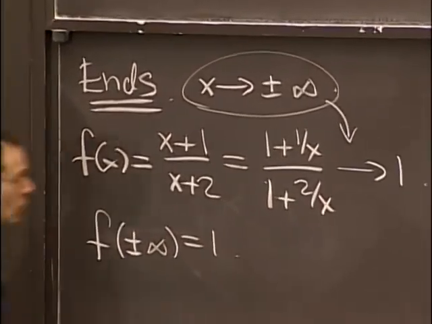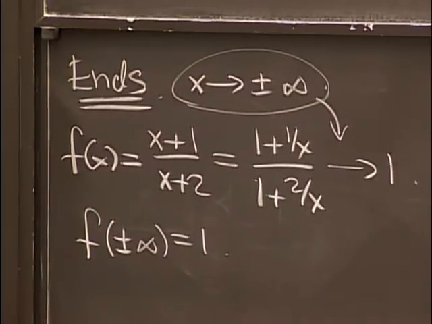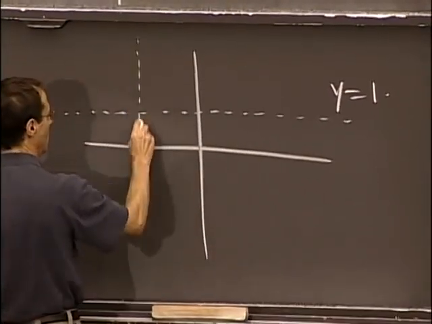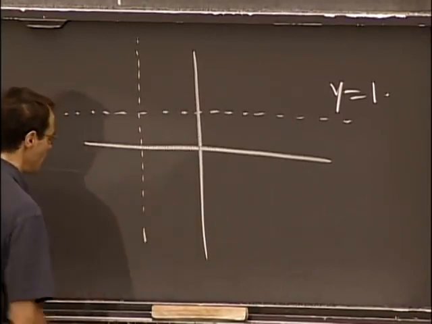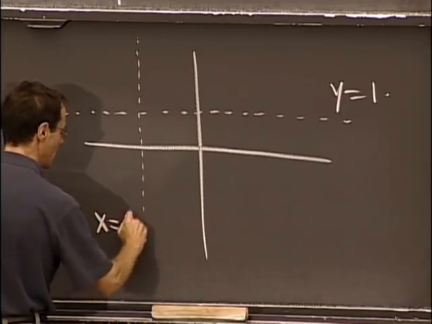All right, so now I get to draw this, and we draw this using asymptotes. So there's a level, which is y equals 1. And then there's another line to draw, which is x equals -2.